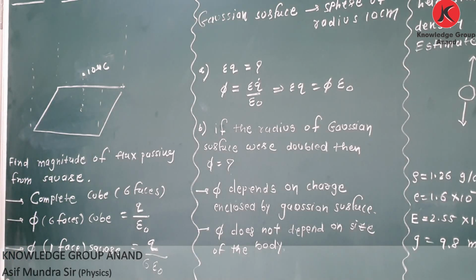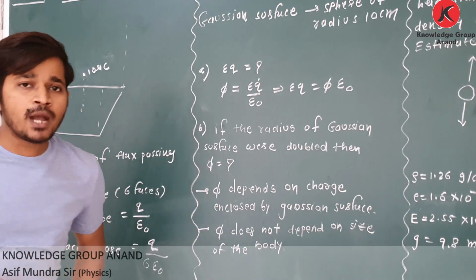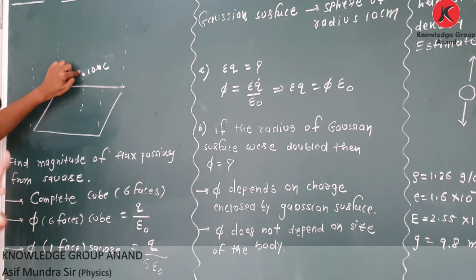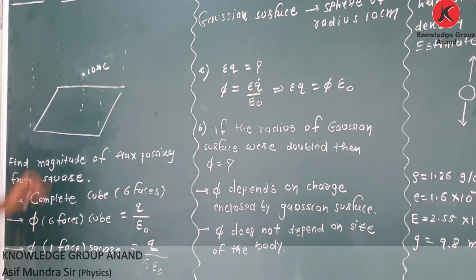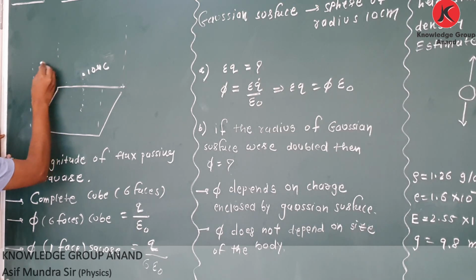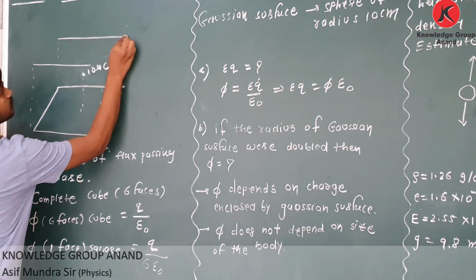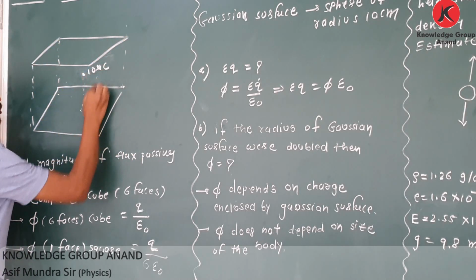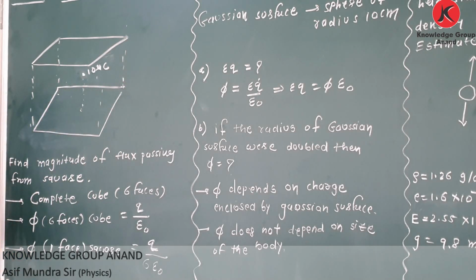How to find flux? What is the equation of flux? Flux is equal to sigma q upon epsilon 0, where sigma q is the charge enclosed by the Gaussian surface. Here this charge is not enclosed. How to enclose this charge? First of all, we have to enclose this charge with the help of another 5 plates, forming one cube. Clear? So now see, this charge is enclosed by this cube.